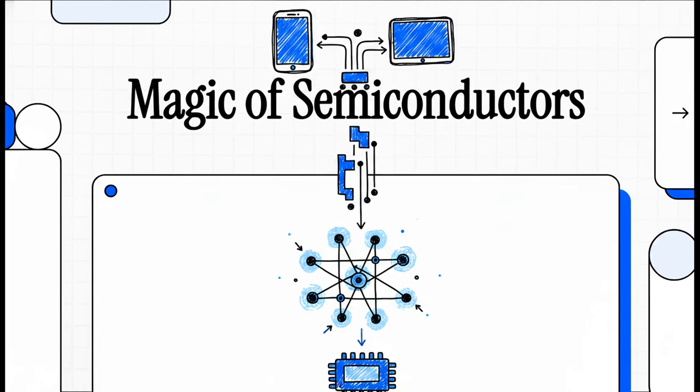Welcome to this explainer. Today, we're taking an absolutely incredible journey. We're going to shrink ourselves way down, traveling from the everyday technology you're holding in your hands right now, all the way down to the fundamental, atomic level of the materials that make it all possible.